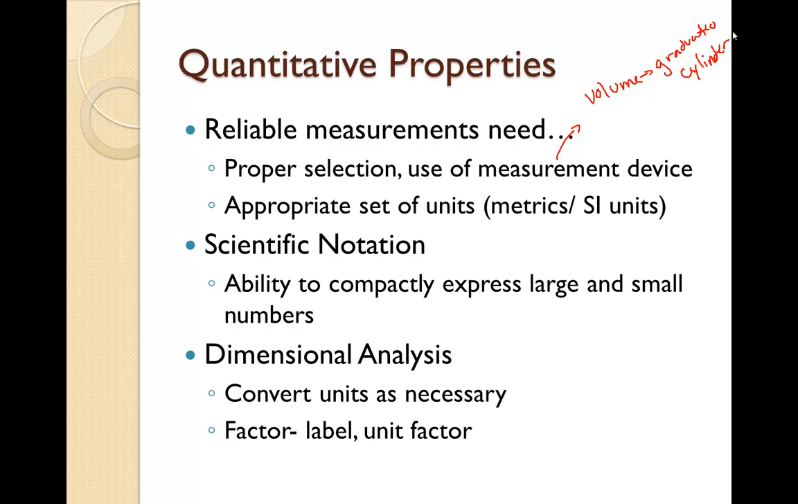And the appropriate set of units, for instance, metrics or SI units. You could also use scientific notation, which is the ability to compactly express large or small numbers. And dimensional analysis can be used as well to convert units as necessary. This is also called factor label or unit factor process.